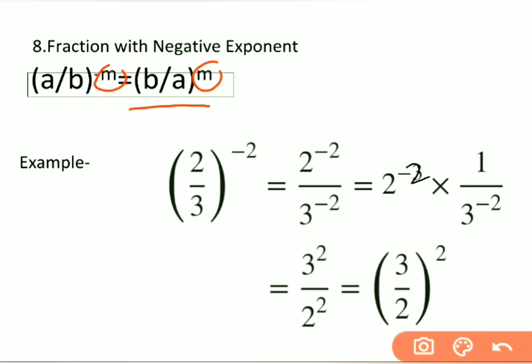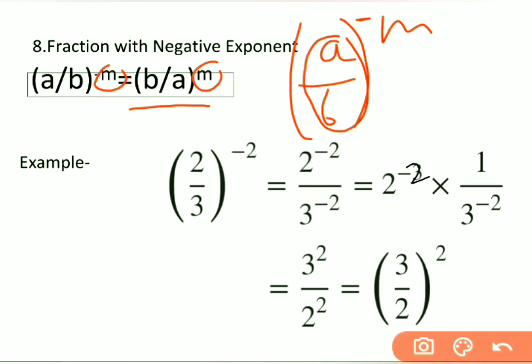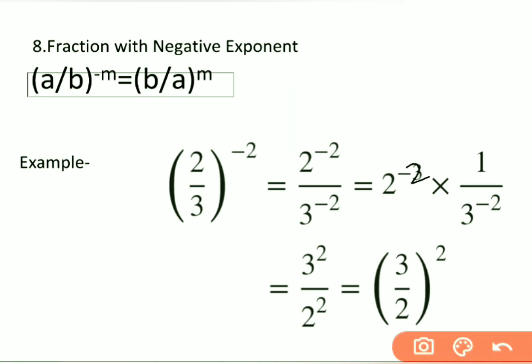You will see on the screen when you get a fraction a upon b whose exponent is negative. To make the exponent positive, reciprocate the base, which is a fraction, means b upon a, and make the power positive. Student, we will verify this law of exponent with the help of an example as you see on the screen.